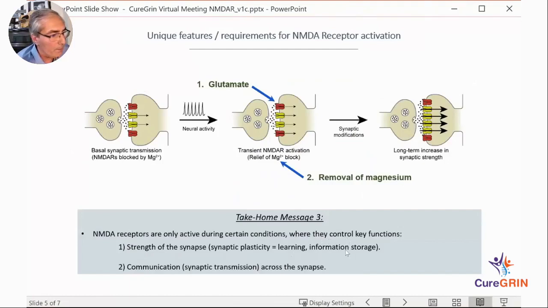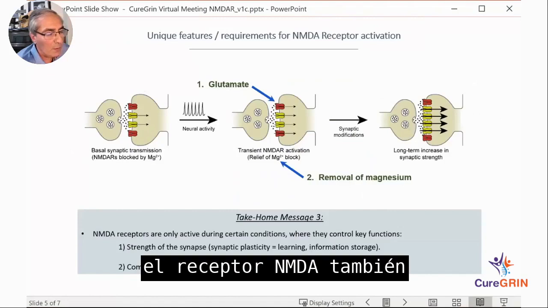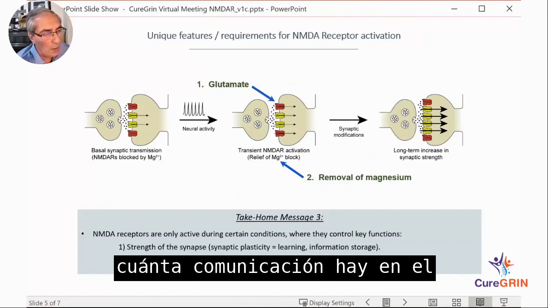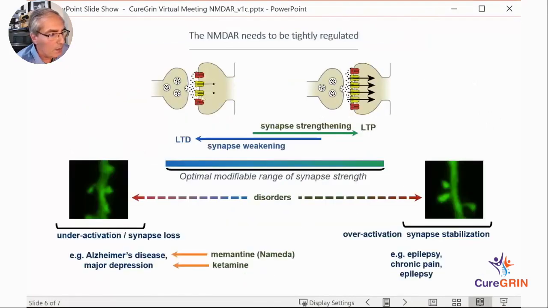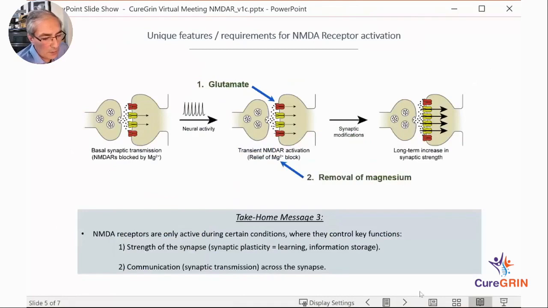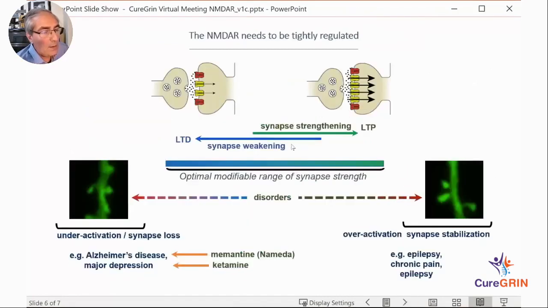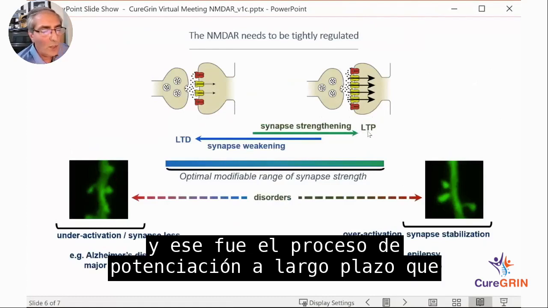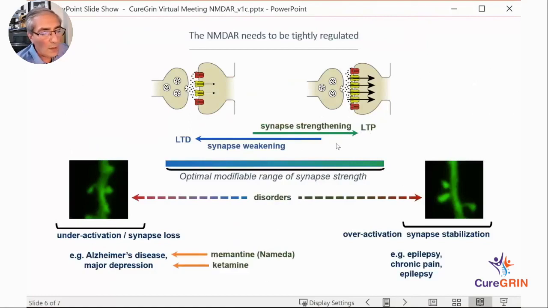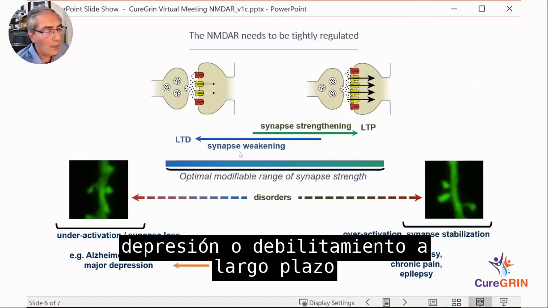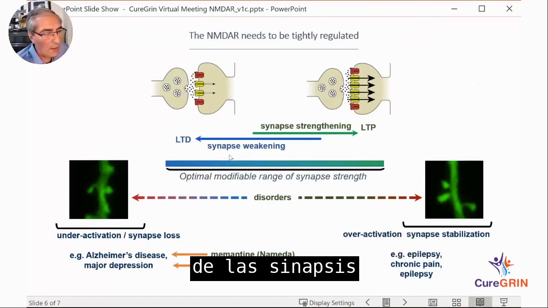And the NMDA receptor will also effectively control how much communication is going across the synapse. So the NMDA receptor does need to be very tightly regulated. You can strengthen the synapses, and that was the process of long-term potentiation that I was just discussing. And there's also a counterpart to that, which is called long-term depression, or weakening of the synapses.